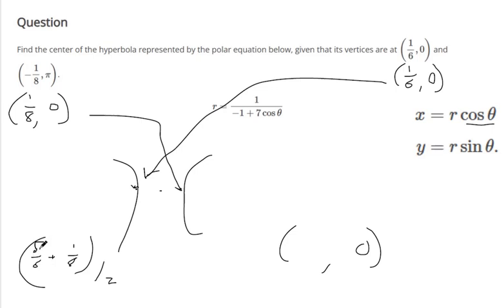So that's 8 over 48. This is 6 over 48. That's 14 over 48. And then divide that by 2, so that's 7 over 48, I think.